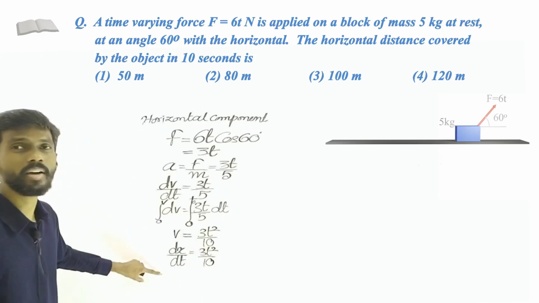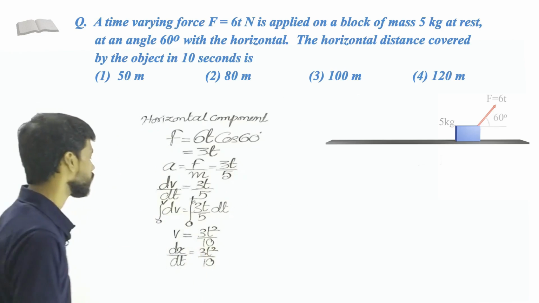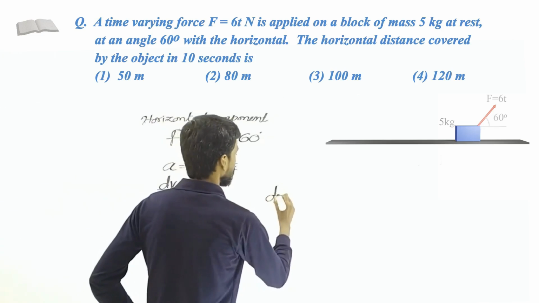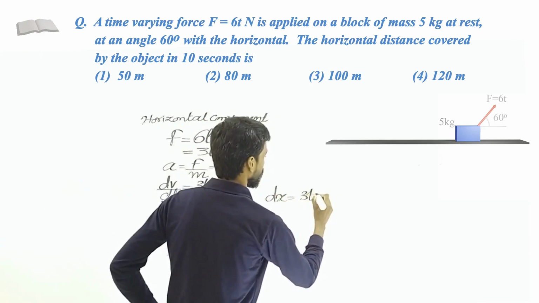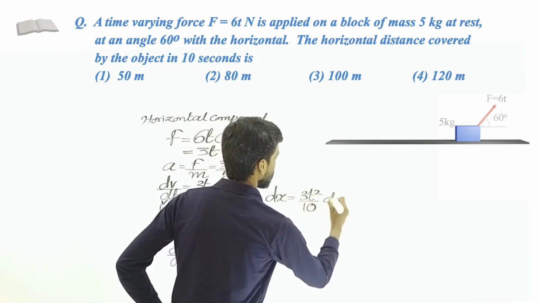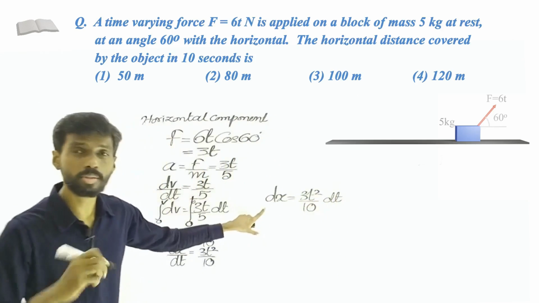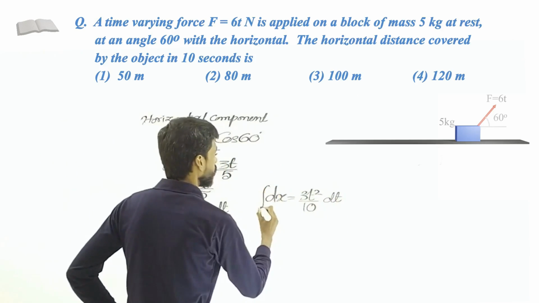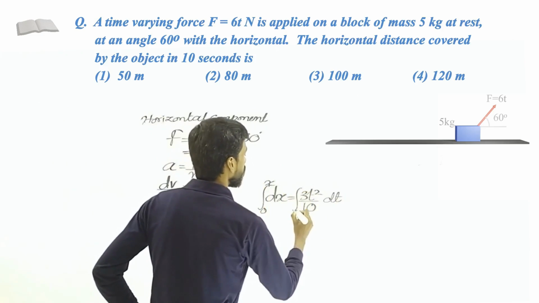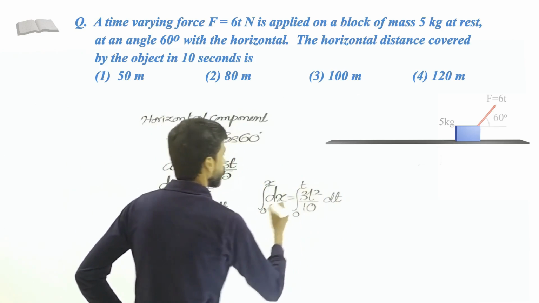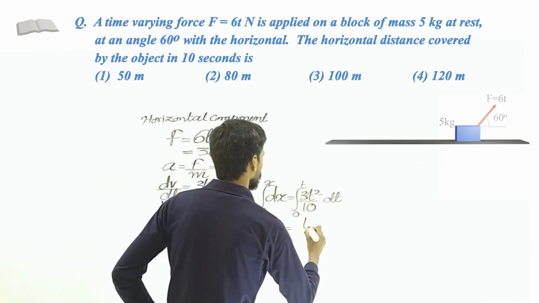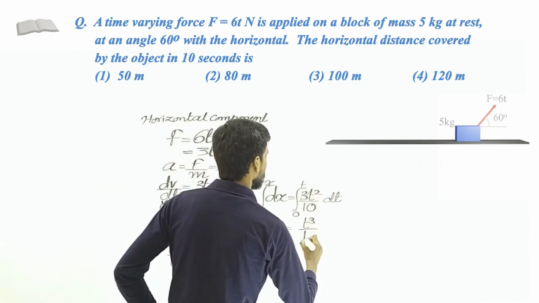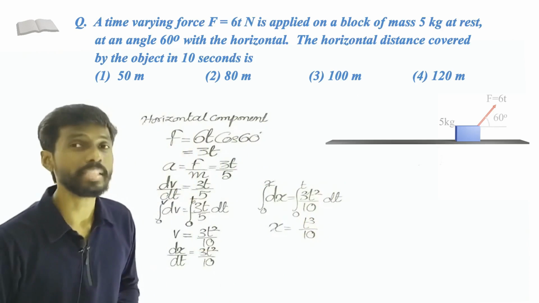So dx by dt. Now again we can do the integration to get the value of x, right? So we are getting dx equals 3t squared by 10 dt. Now let us do the integration again, from 0 to the displacement x, and from 0 to the time t. That gives you the value of x. So this is 3t cube by 3, so this is t cube divided by 10. That is the displacement.